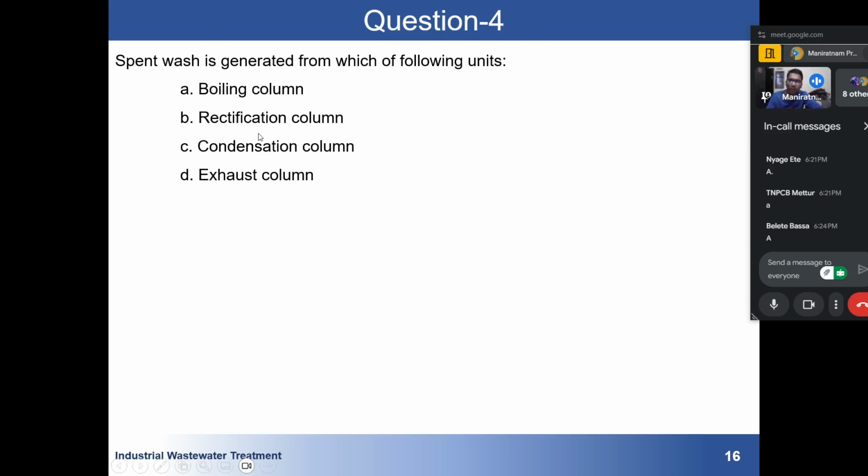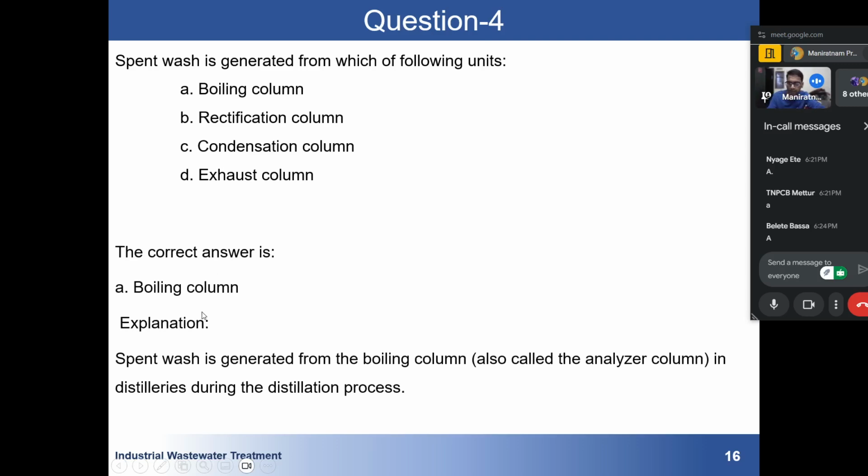A, boiling column. Yes, the correct answer is A, boiling column. Spent wash is generated from the boiling column, also known as the analyzer column, during the distillation process. This is just a waste. A special name has been given, especially used for distillery, but it is highly acidic and has a very pungent smell.